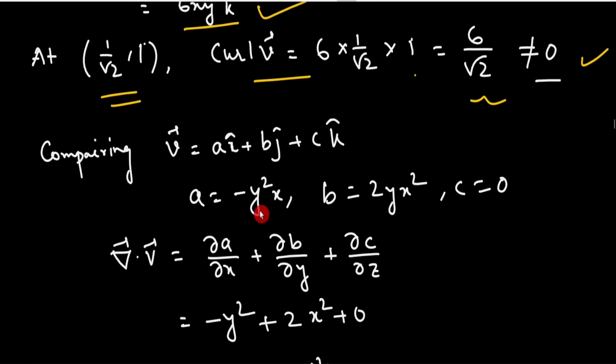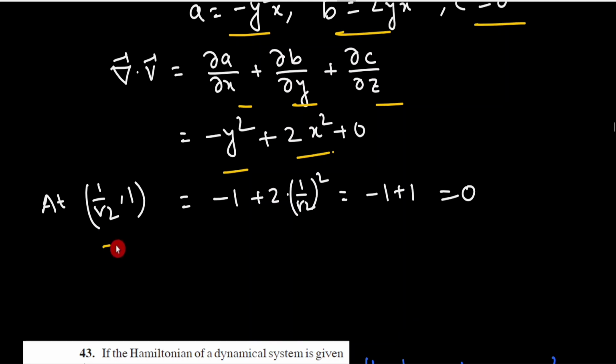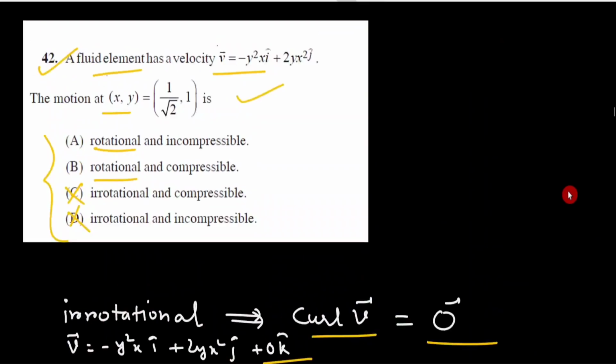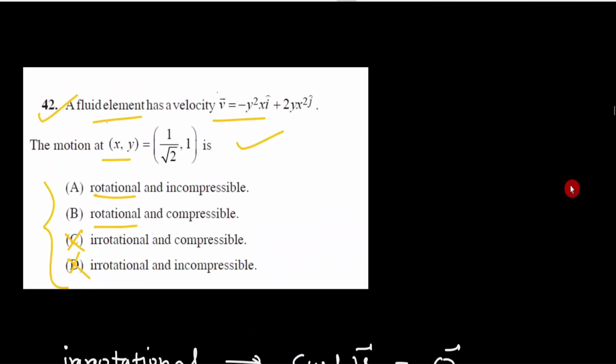Now we check the incompressibility or compressibility. We get v equal to this, with the three components of the velocity vector. If we compare, we get a equal to this, b equal to this, and c equal to 0. Now we check the divergence of v, which is del a del x plus del b del y plus del c del z. This gives minus y square plus 2x square, and at the point (1 by root 2, 1), this is equal to 0. If this is equal to 0, then the motion of the fluid must be incompressible. Therefore the motion of the fluid element is rotational and incompressible. Therefore option A is correct here and option B is incorrect.